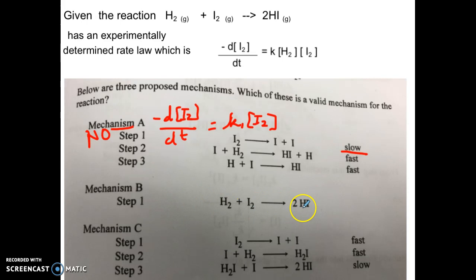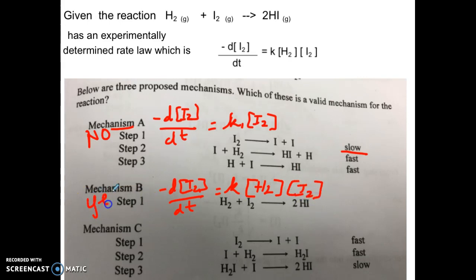Looking at mechanism B, it's a one-step mechanism, so it's the only thing we would write the rate law from. So the change in I2, so I'm just picking one of the reactants, over the change of time, would equal K times the concentration of H2 times the concentration of I2, and you can see that this would be a yes. This rate law matches the experimental rate law. So mechanism B would be a valid proposed mechanism.